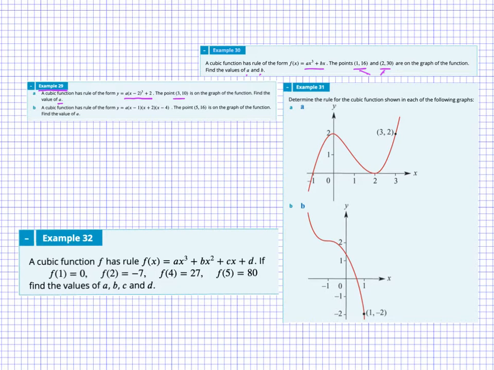Example 29, it says, here's the form, here's the point. Find the value of A. So 1 point, 1 variable. Part B, here's the form, here's the point, 1 point, 1 variable.